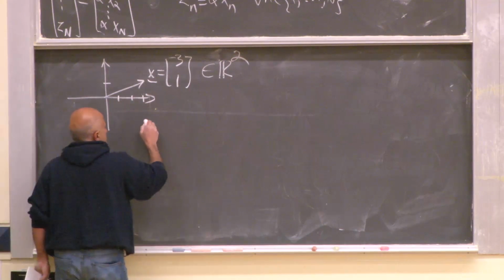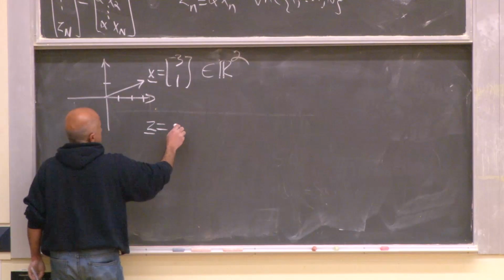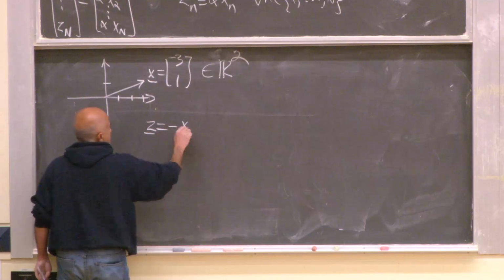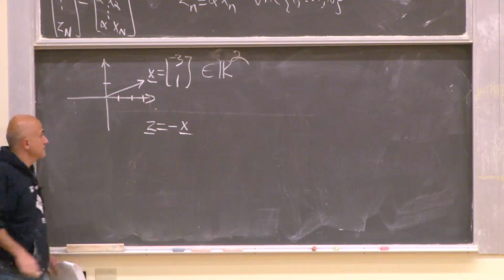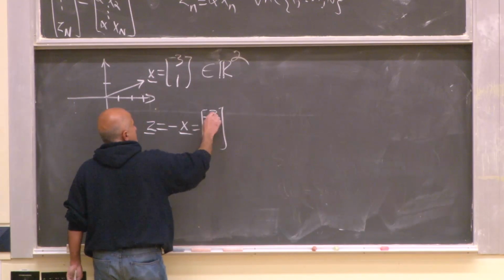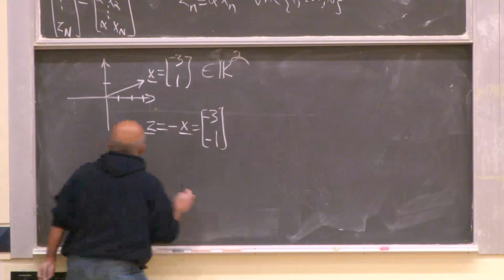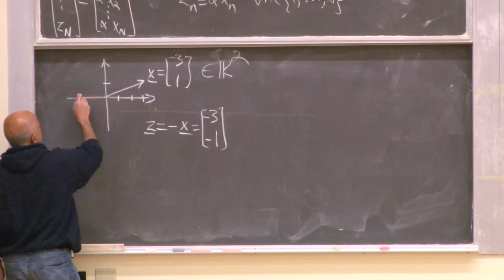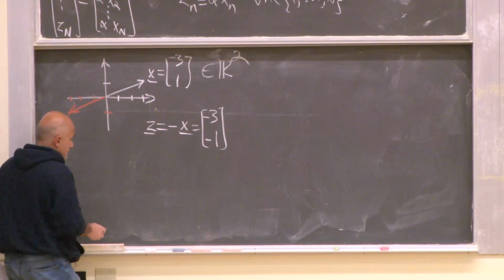Then what's minus x? What do you do with that? What are the coordinates? Quick, quick. -3, -1. And if I were to draw that, it would go down to -1, -3. It's essentially that.